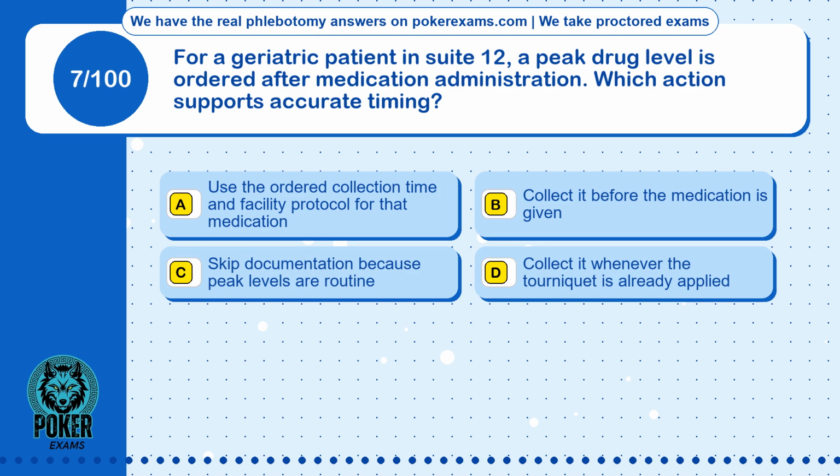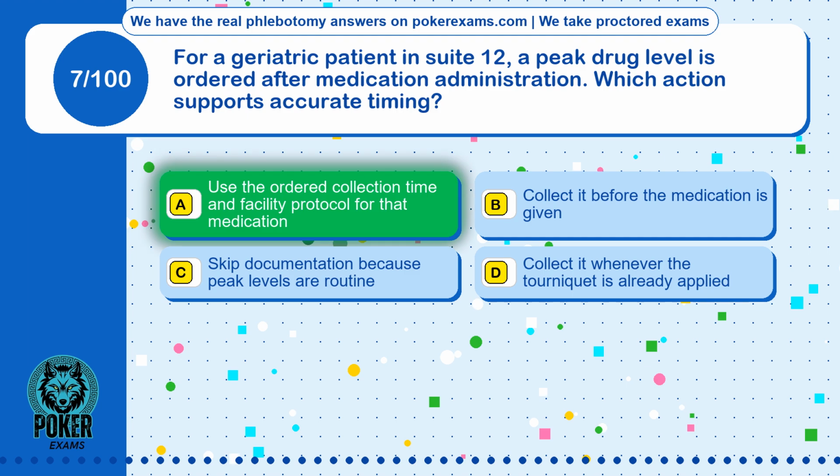Question 7. For a geriatric patient in Suite 12, a peak drug level is ordered after medication administration. Which action supports accurate timing? Option A, use the ordered collection time and facility protocol for that medication. Option B, collect it before the medication is given. Option C, skip documentation because peak levels are routine. Option D, collect it whenever the tourniquet is already applied.